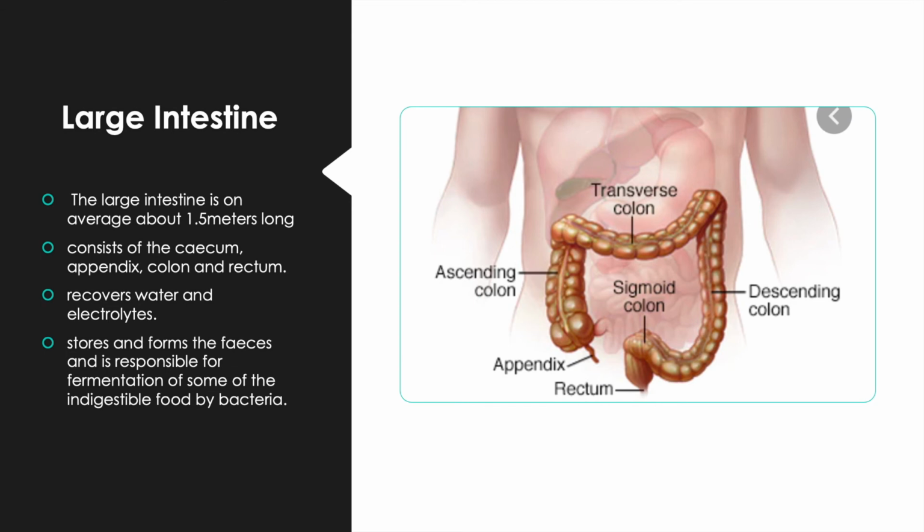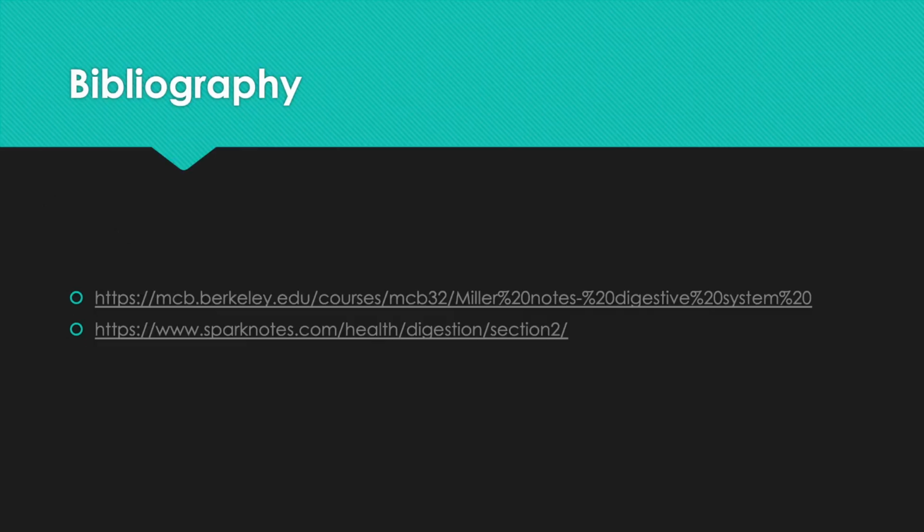Large intestine. The large intestine is on average about 1.5 meters long and consists of the caecum, appendix, colon, and rectum. The large intestine is accountable for recovering water and electrolytes. It also stores and forms feces and is responsible for fermentation of some ingestible food by bacteria. This is my bibliography. Thank you for listening.